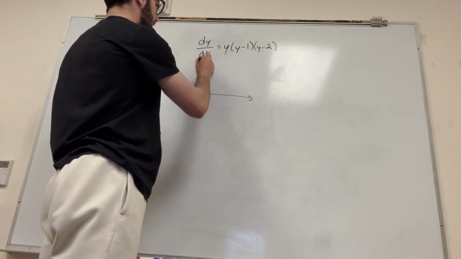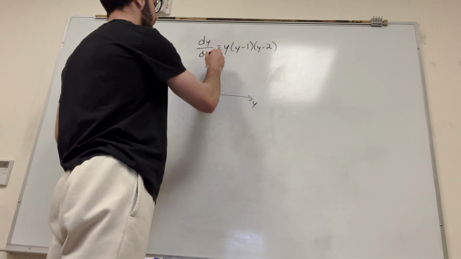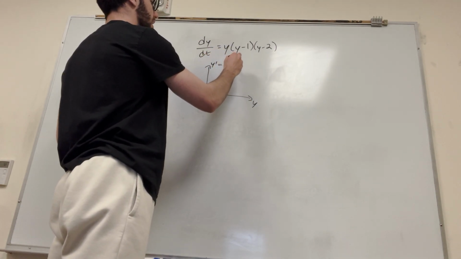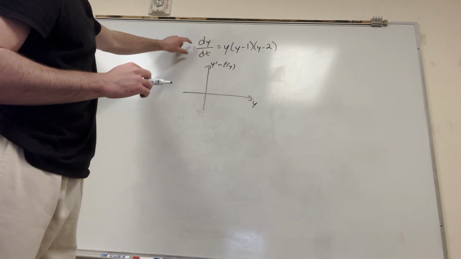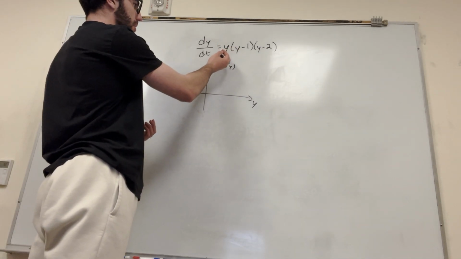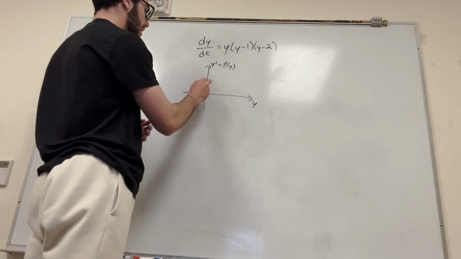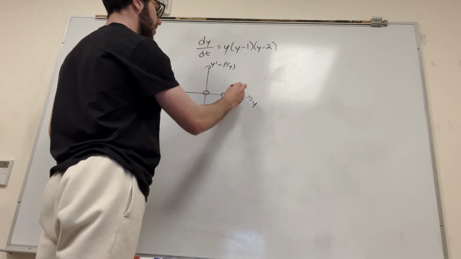So on this graph here, you're going to have y on this side, and then y prime, which is a function of y, on this axis. Just think of this like you're plotting a normal graph. Of course, we can see that if y is equal to 0, this whole thing is going to be equal to 0. If y is equal to 1, it's going to be equal to 0, and this is going to be equal to 0.